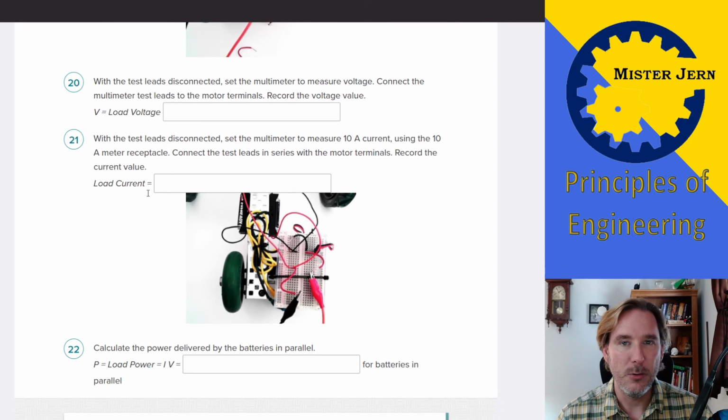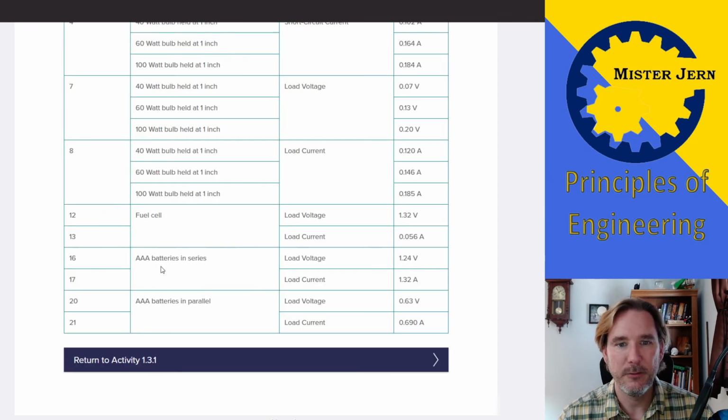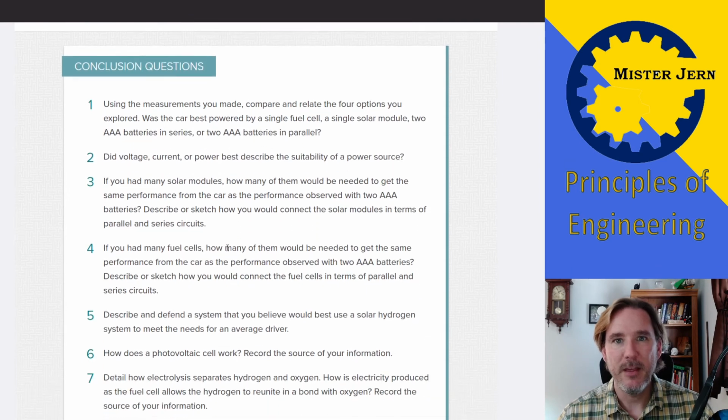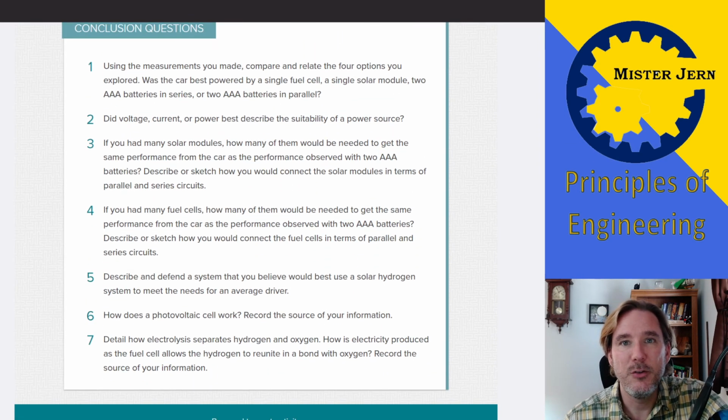Then you're going to measure the voltage while it's under load, hooked up to the electric motor again, and the current. In this other file, you're going to see the last bits of data, voltage and current under load when the batteries are wired in parallel, and calculate the power, and then answer these questions. Once again, when you're answering conclusion questions, make sure you give it context.